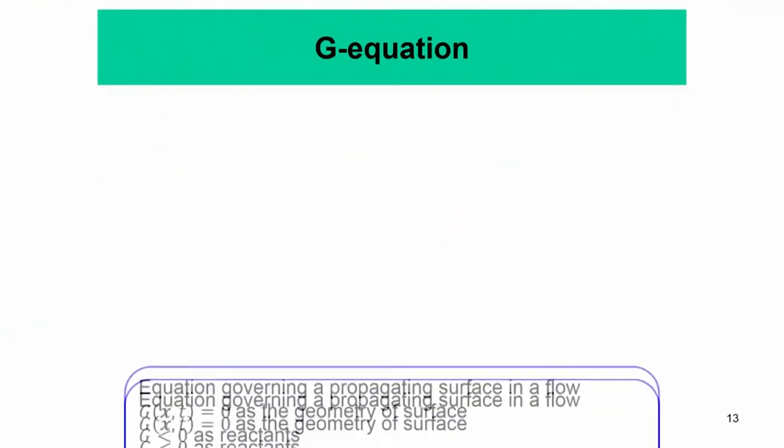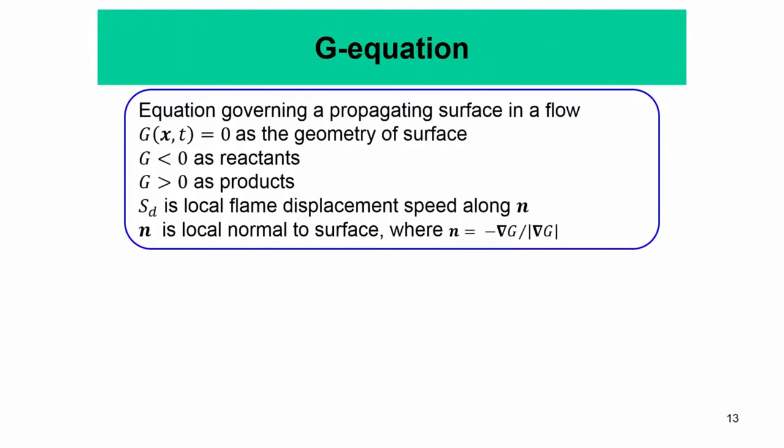We will just revisit it. This is a field equation, where you can describe a G field everywhere inside your domain, and then you select one of those isosurfaces of that G field. Say that isosurface is given by G(x,t) equal to 0, as you see here. The propagation, movement, stretching and folding of this isosurface mimics the dynamics of a turbulent flame surface.